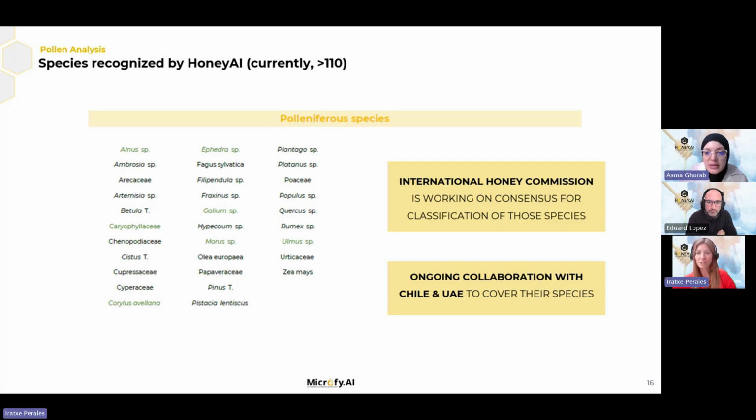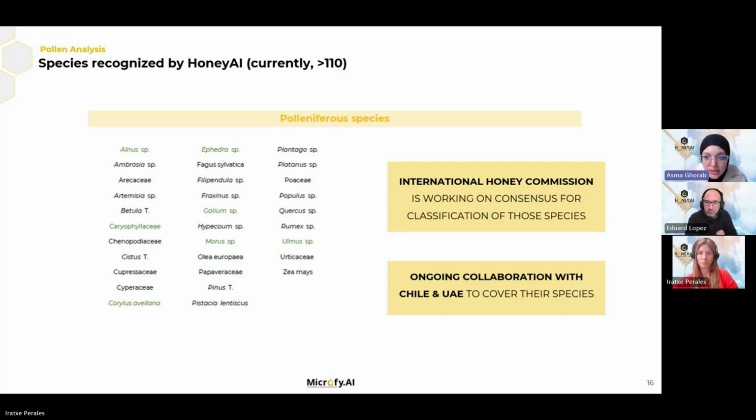Yes, okay. So I was saying that some pollens are considered nectariferous in Spain, for instance, but in other countries are considered non-nectariferous or polliniferous. But to reach a consensus about that.